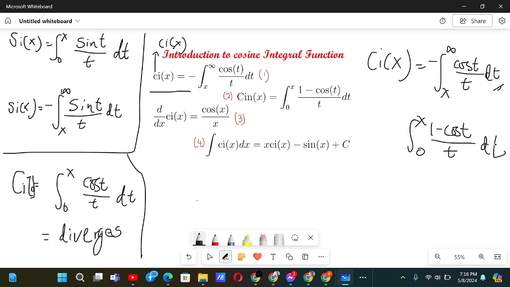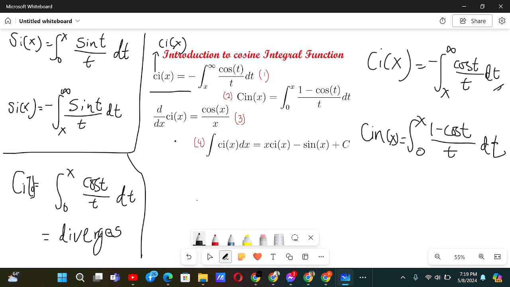Now in this case, near 0, we will just have 1 minus 1 over 0, which is a 0 by 0 form, that is indeterminate. But that will not really diverge, it will have some values. Basically, you can see that 1 minus cos t is 2 sin square t by 2, so the integrand will basically go to 0 near 0. And that converges, and so this is named the Cin function.